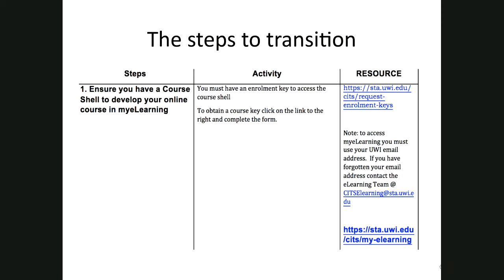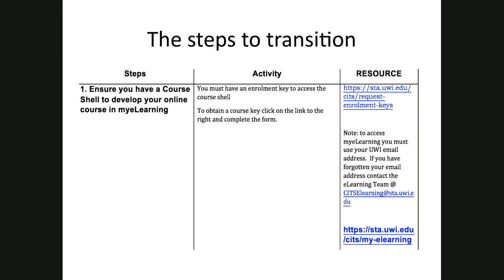So the first step we're suggesting, for those of you who've never used My Learning, for those of you who don't have what we call a course shell, is that you have to get what's called an enrollment key. When I say a course shell, I'm talking about the space, the frame in My Learning that allows you to create your course. Since we're saying that is your virtual classroom, you have to get a key to get into that classroom.